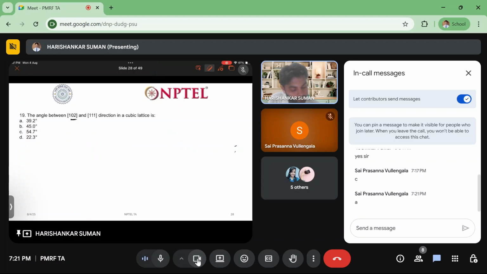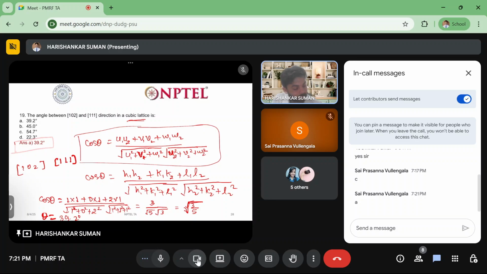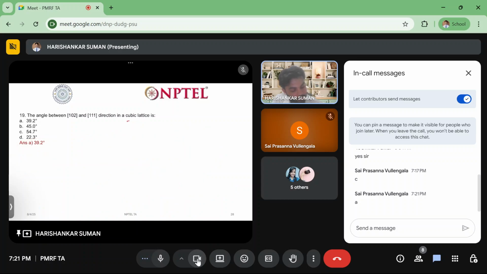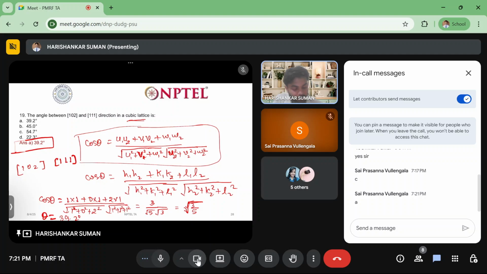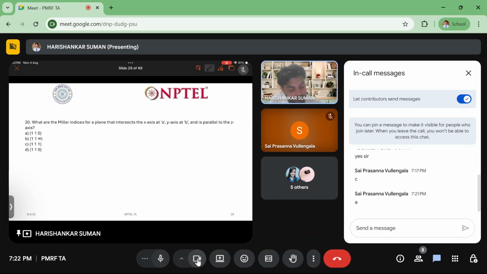So let me show you the answer. When I put the value HKL, you can use this formula. We have given these planes. Use HKL or U1, U2, whatever you want, note the notation. After putting in this cos theta, you will get the answer 39.2 degree. Okay, so next question is also on the Miller indices.